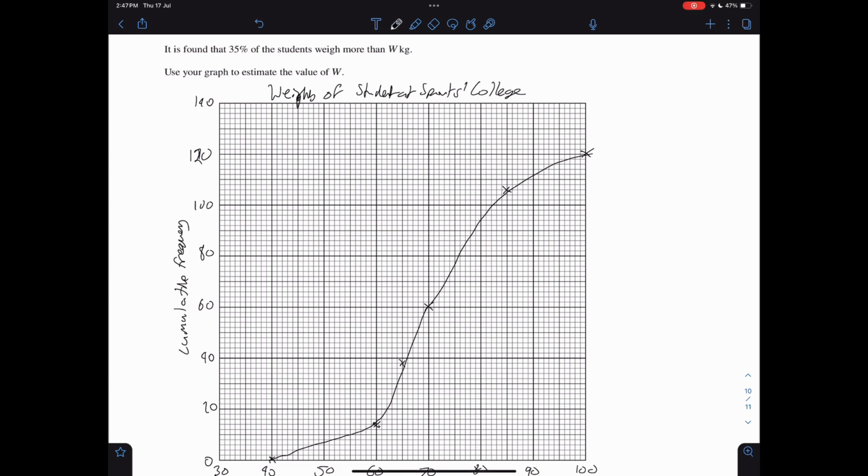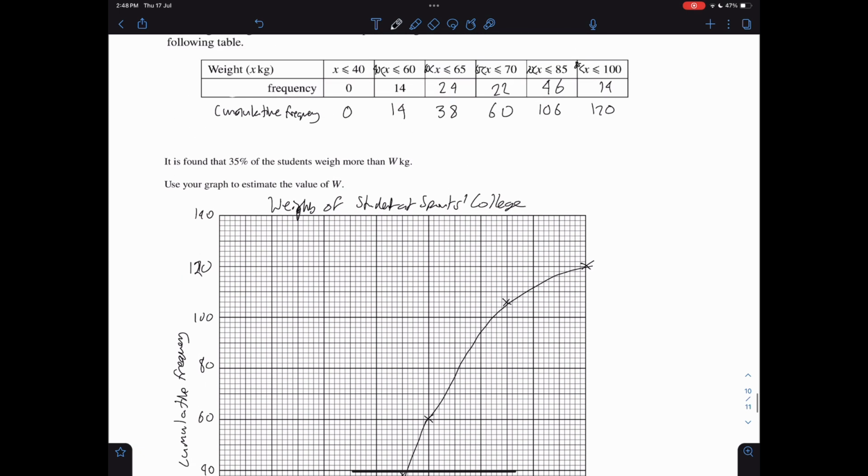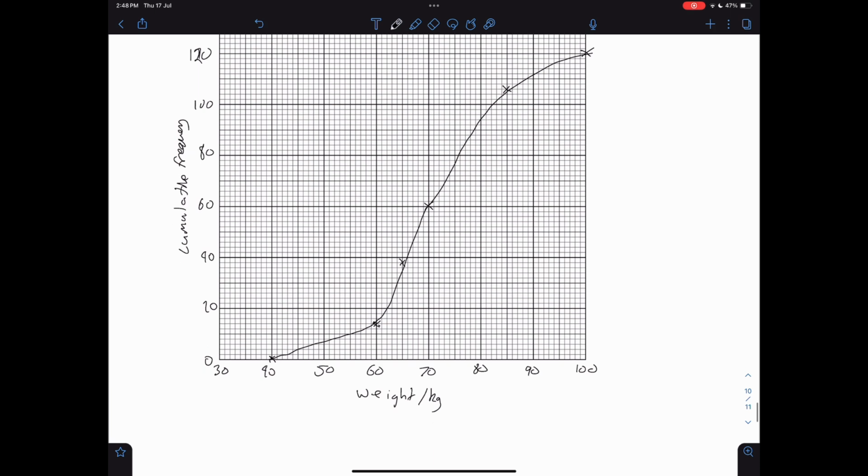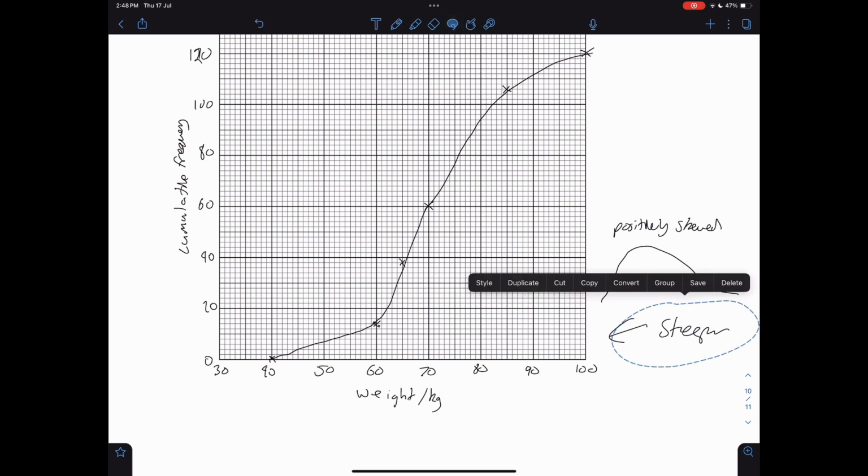And then you can see that you've got a steeper increase here. If you've got a steeper increase in the first half, it's going to be positively skewed. So that's one thing you can see. You can actually see the shape with a cumulative frequency graph. Now the most important part about a cumulative frequency graph is the estimates.